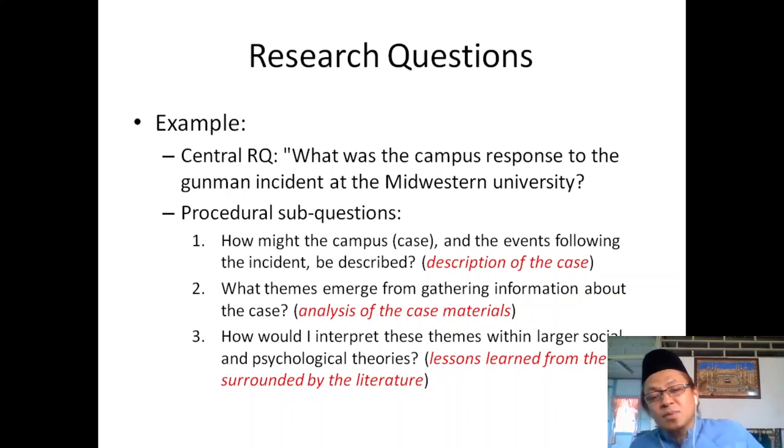But if you look at different textbooks on qualitative research, you do not necessarily have to have these procedural or issue sub-questions. Not necessary. Some research I come across had three research questions, some two research questions. Some even have one central research question without any sub-questions.